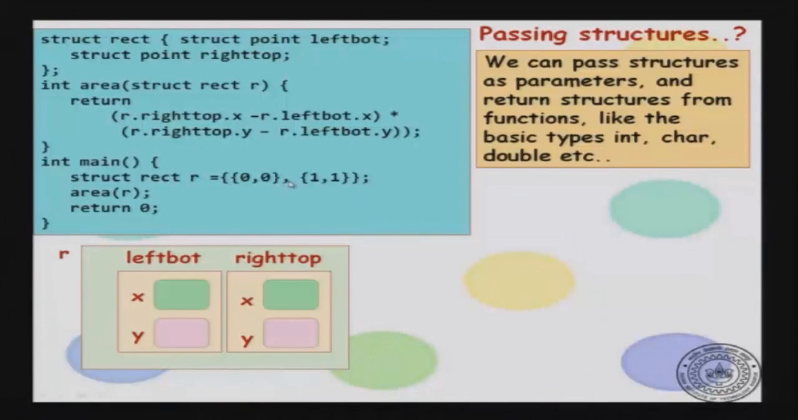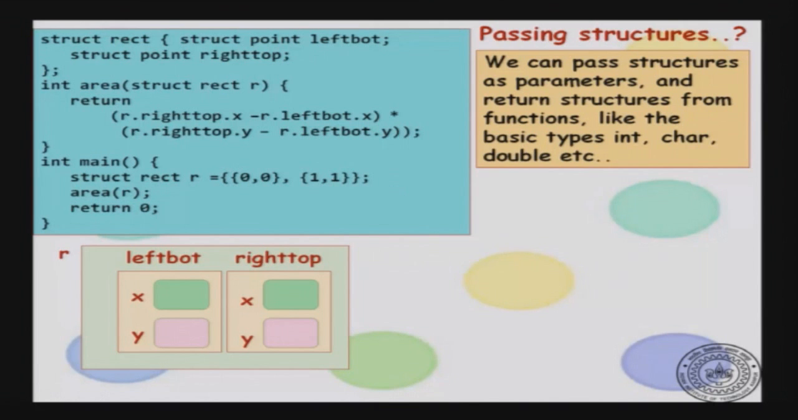Now, we want to calculate the area of a rectangle. You have a rectangle R which is initialized to 0 0 1 1. So, left bottom will be 0 0 and right top will be 1 1, and I want to compute its area. Now, the area function is defined as follows. It is a function that returns an integer. It takes as parameter a struct rectangle, and it does r dot right top dot x minus left bottom dot x star right top dot y minus left bottom dot y, and it returns it.